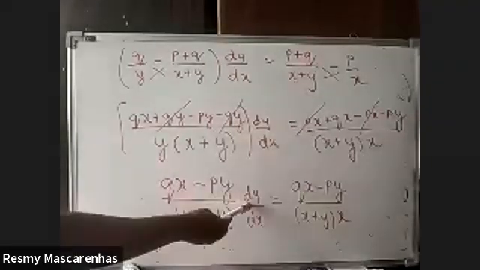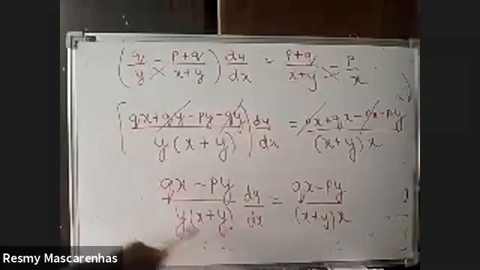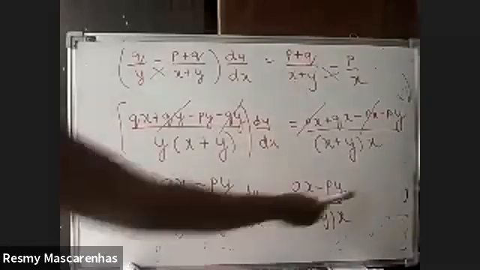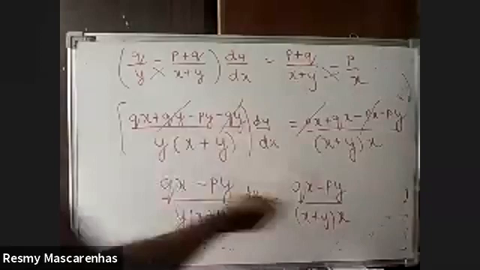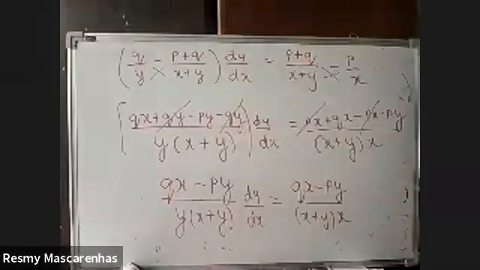I need to find dy by dx. So take the terms on the other side. So denominator terms will go to the numerator on the other side. Numerator will go to denominator and then cancel whatever is getting cancelled. And you know that your answer should be y upon x.